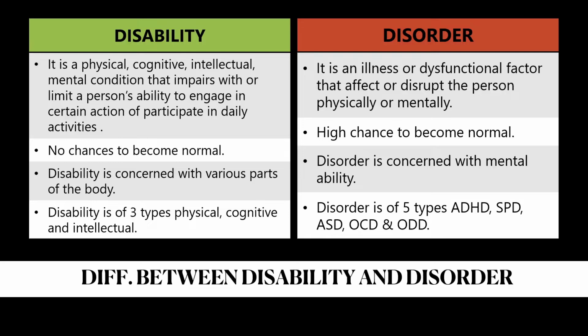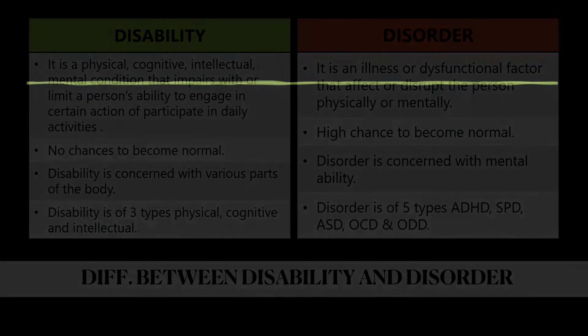Disorder: it is an illness or dysfunctional factor that affects or disrupts the person physically or mentally. High chance to become normal. Disorder is concerned with mental ability. Disorder is of 5 types: ADHD, SPD, ASD, OCD, and OD.